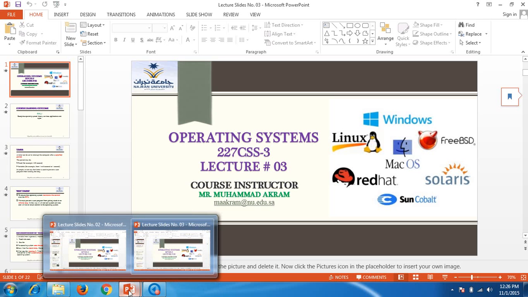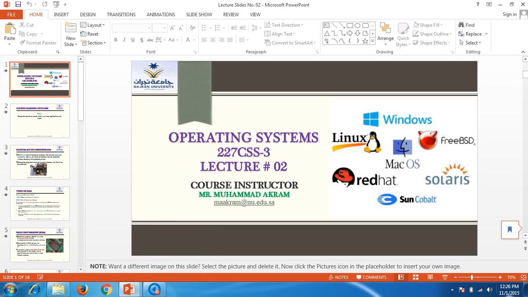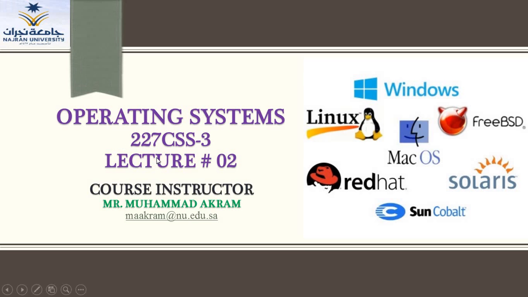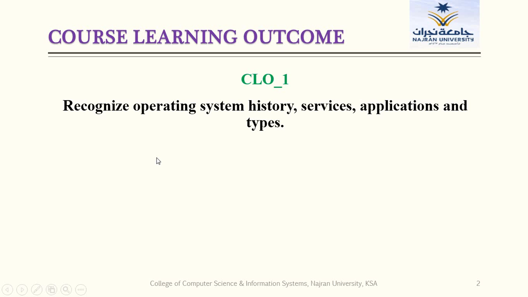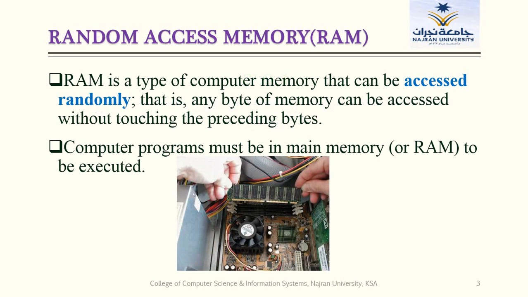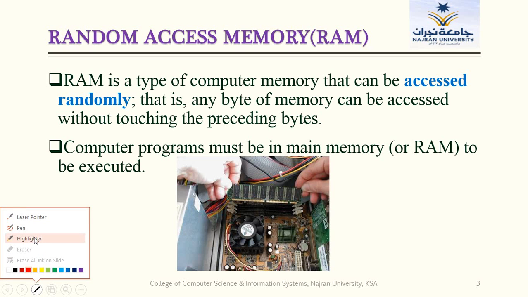Before we start our third lecture, we will take a quick overview of our second lecture that we finished last week. That lecture was based on the first course learning outcome, recognize operating system history, services, application and types. In this lecture, we start our discussion from random access memory.